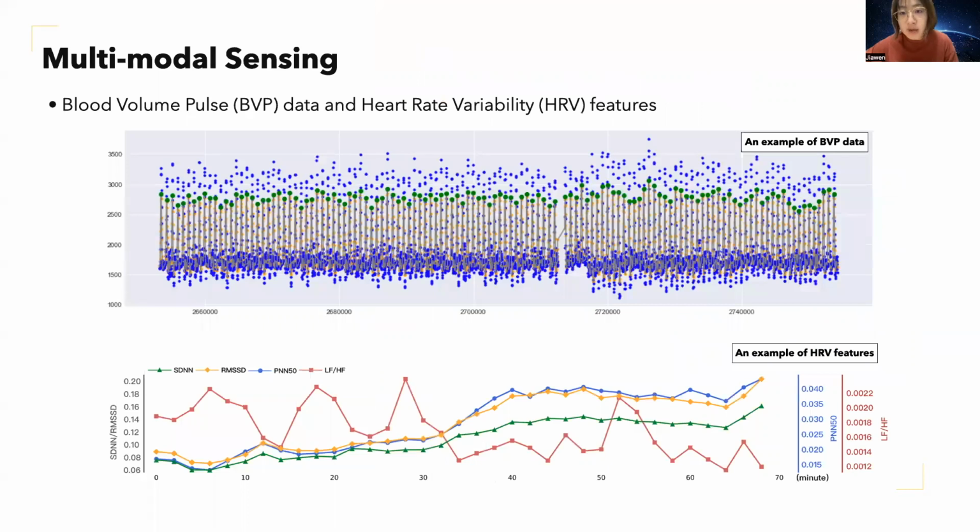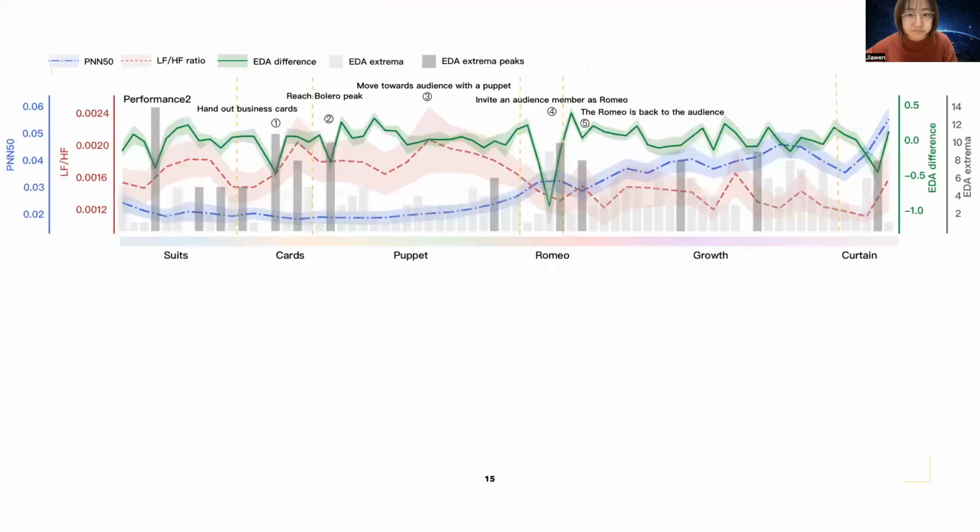Here is an example of one audience member's BVP data. We extracted 4 HRV features from BVP data and finally narrowed down to PN50 and LF/HF ratio. We calculated average values and variance among the audience and mapped the trends to the choreography. X-axis is the timeline of the dance performance. Y-axis are the values of 4 features, which are PN50, LF/HF ratio, EDA difference, and EDA extrema counts.